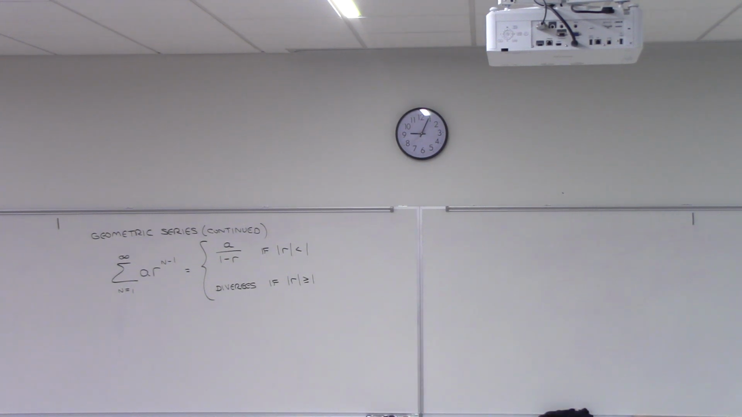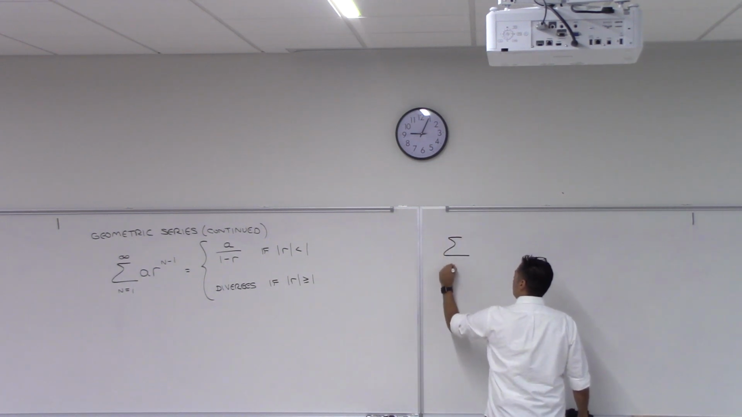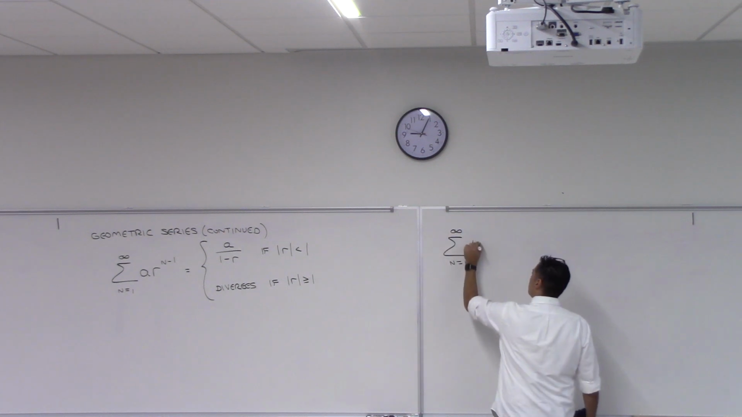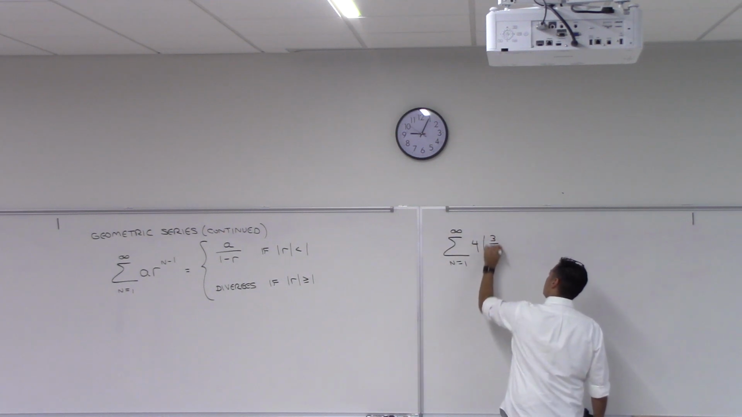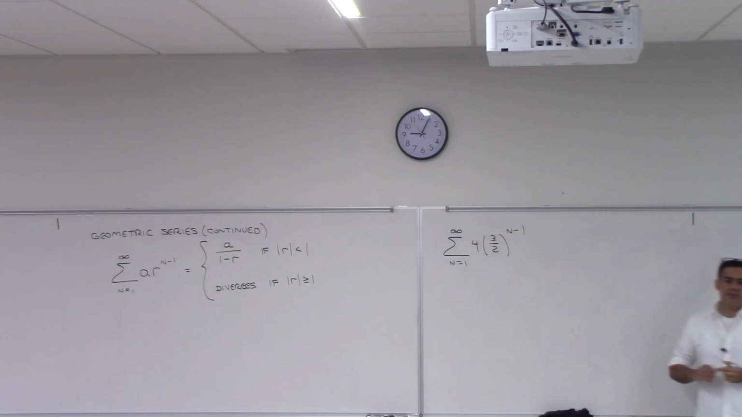And then we'll move on to the next topic. So the first one is just going to get us up to speed. The first example, if we're given this series 4 times 3 halves to the n minus 1. If you're given this series and asked, does this converge or diverge? And if it converges, what does it converge to?